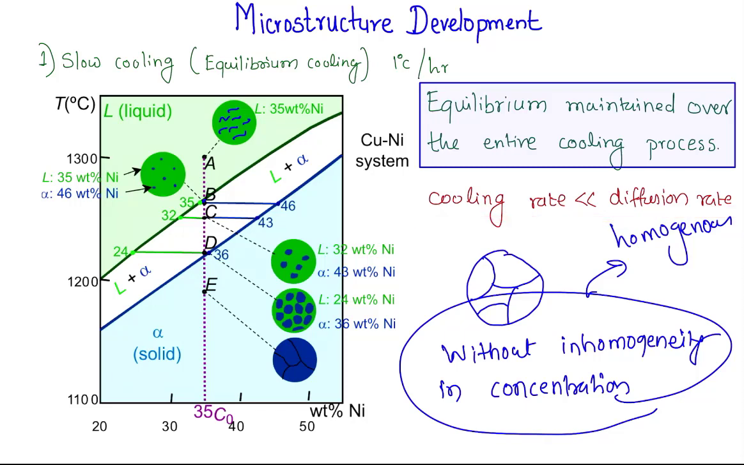So we'll take an example at C0 of 35, that is the given concentration, 35% nickel. At 1300 degrees Celsius, or at point A, everything is in a liquid state. You can show this like this. When you come to point B, this point B is the boundary of the liquidus, that is, it will have liquid and liquid plus solid. So solidification or nucleation starts from this point. Here Cl comes around 35 and Cs comes around 46.